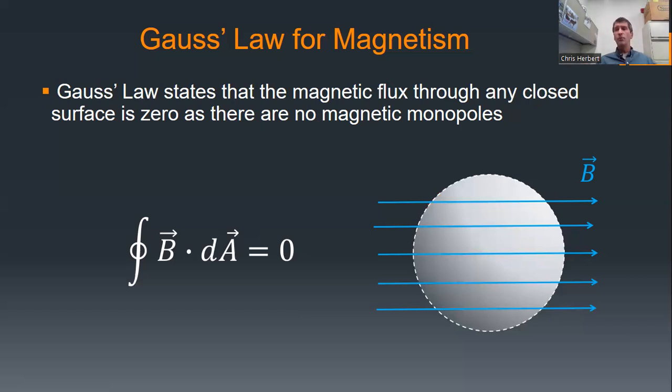And really what this tells you is that the magnetic field lines have to always close back on themselves. There's no source of a magnetic field where it starts and stops. It always creates a continuous loop, really.